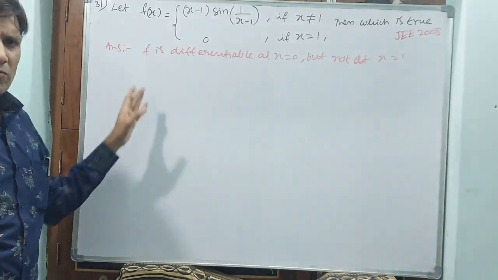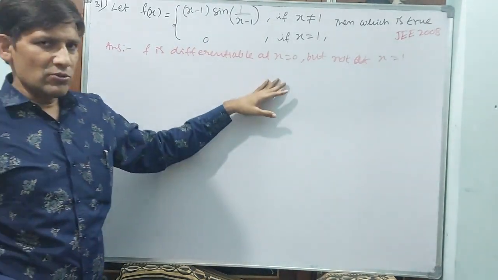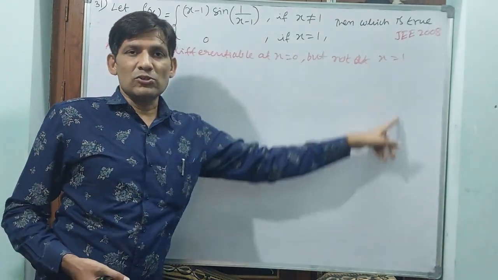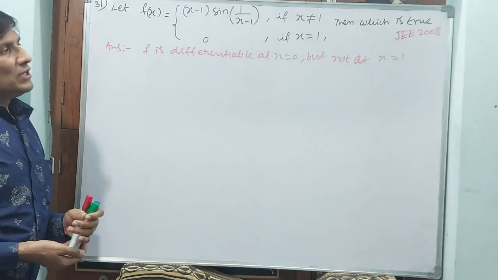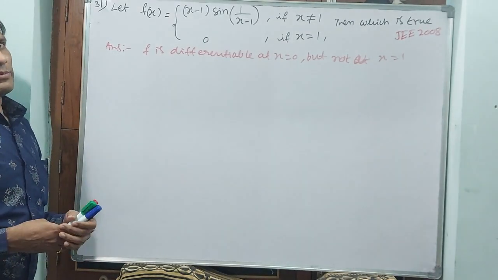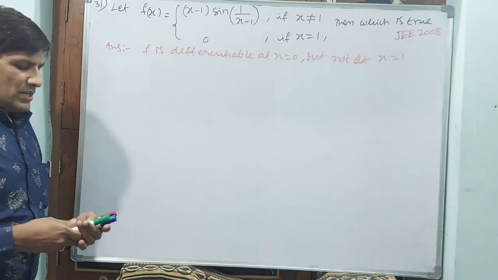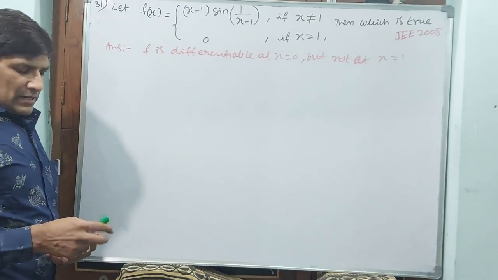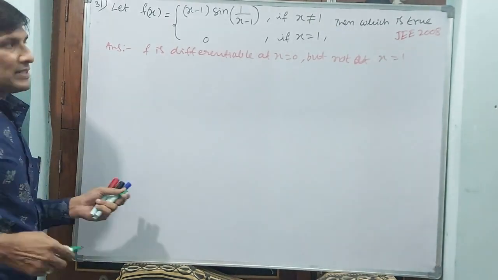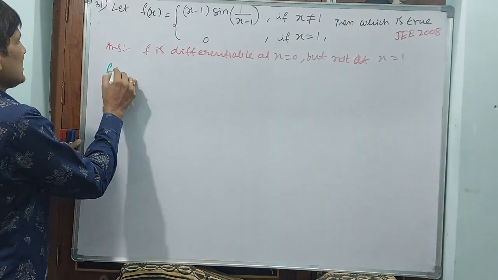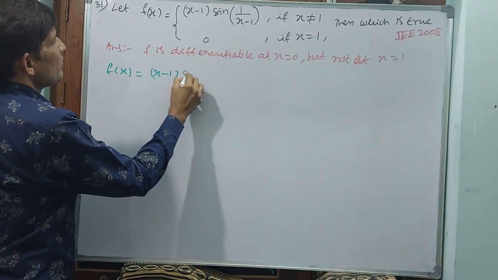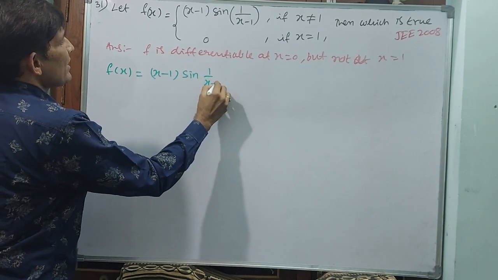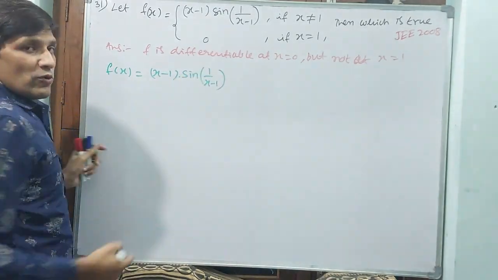4 options they have given. One option is f is differentiable at x is equal to 0, but not differentiable at x is equal to 1. That means we will see differentiable at x is equal to 0, but we will show it is not differentiable at x is equal to 1. See what we will do on that. First we will write f of x is equal to x minus 1 into sin of 1 by x minus 1.